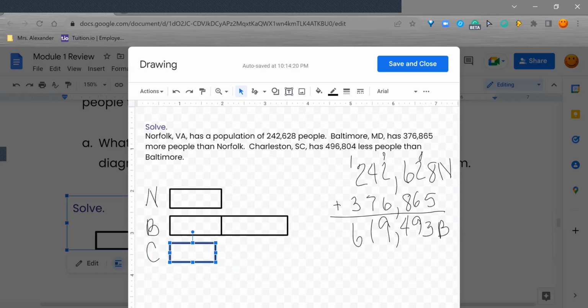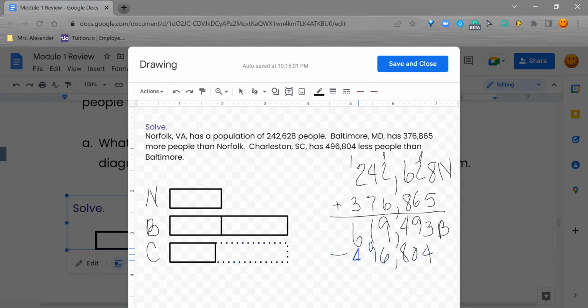So now I'm going to go ahead and do another Control V so I can add this in, and I'm going to show you how I'm going to do this. And it's just so that you can see what I'm doing. Because we are subtracting it away, I'm going to put it in dots so you can see we took this part away. So now that we have our dots, I'm going to go ahead and subtract the 496,804. So I'm going to quick write my numbers in. Sometimes it's hard when you write your number backwards. And this is going to be Charleston.